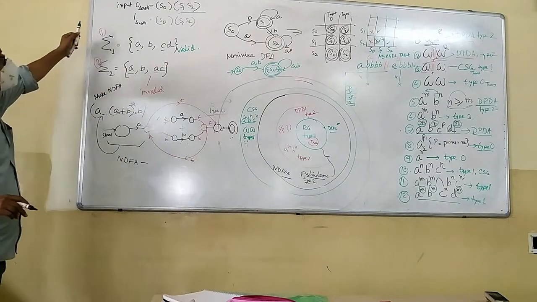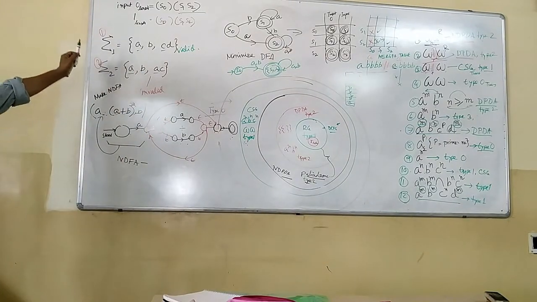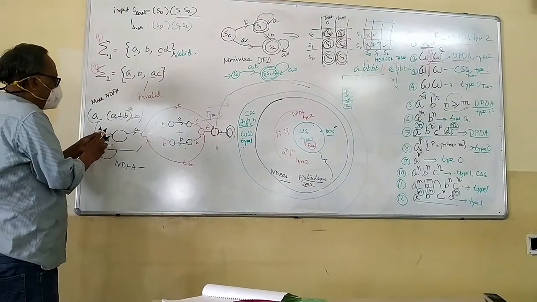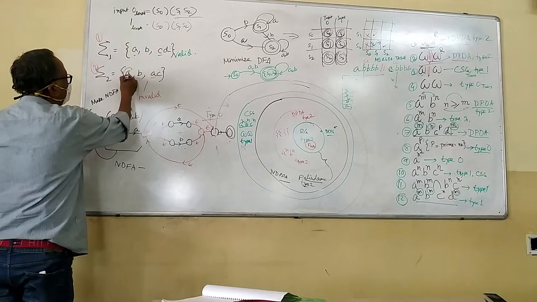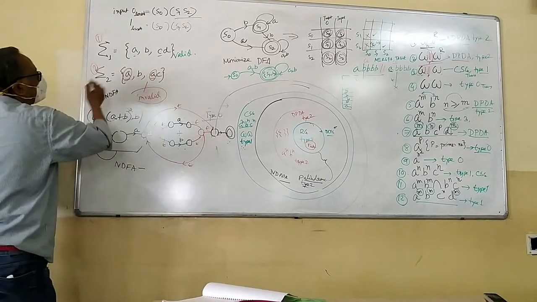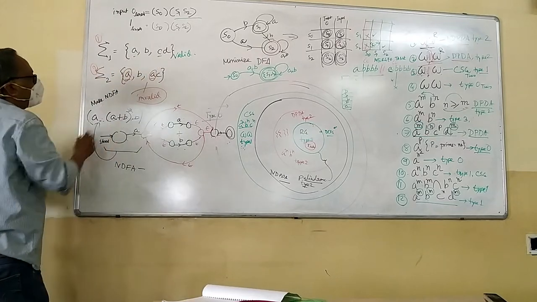So coming to this, what is a valid alphabet and not valid? Please, this is not a valid alphabet. Which one is not a valid alphabet? Because A is coming here, A is coming here. It is not valid. And here no problem. It is valid.